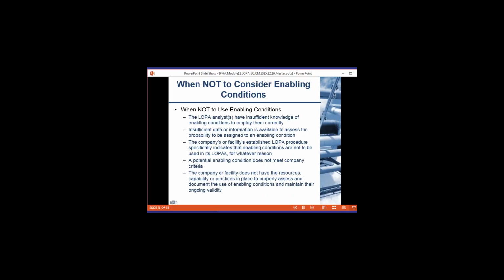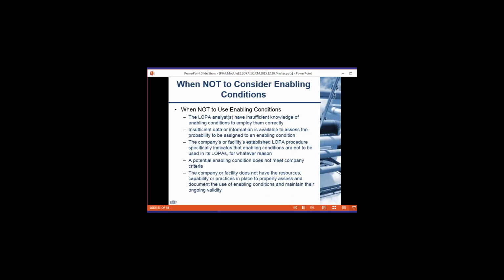So also key is when not to consider enabling conditions. Once again, they're kind of long-winded. These are directly from the CCPS guidance. I'm going to read a little bit of it and then explain what the takeaway is on each of these. So the first one, the LOPA analysts have insufficient knowledge of enabling conditions to employ them correctly. I think this ties in directly to the next one, which is insufficient data or information is available to assess the probability to be assigned to the enabling condition.